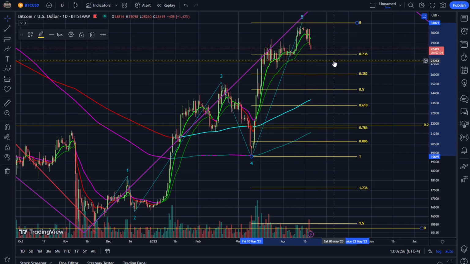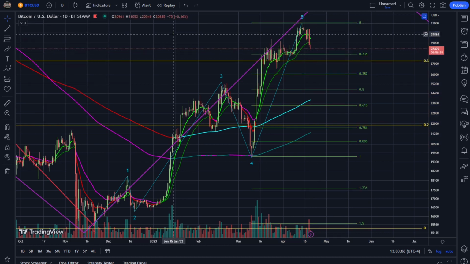Obviously, we still have the 0.382 macro support right here from the all-time high to our recent low, but the 0.382 of this move right here will be our next target. So I'm going to flip this one to green as we normally do. And essentially what we're looking for is, do we hit this 0.236 target first?